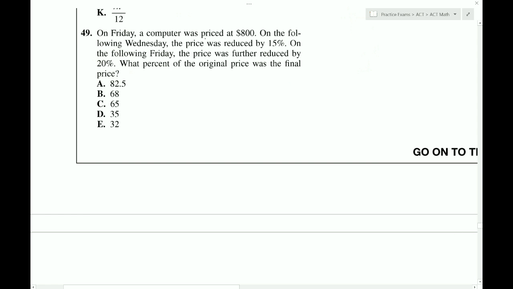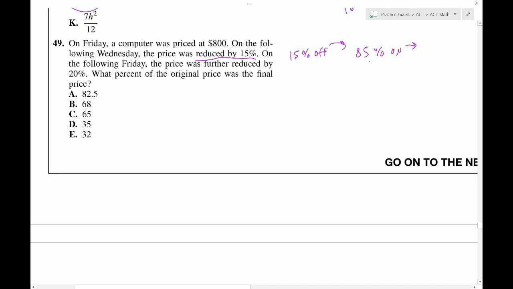On Friday, a computer was priced at $800. On the following Wednesday, the price was reduced by 15%. So a 15% decrease. In other words, 15% off. So to find the multiplier, we look at percent on. So it's going to be 85% on. So that corresponds to a multiplier of, move the decimal twice, 0.85. Right?